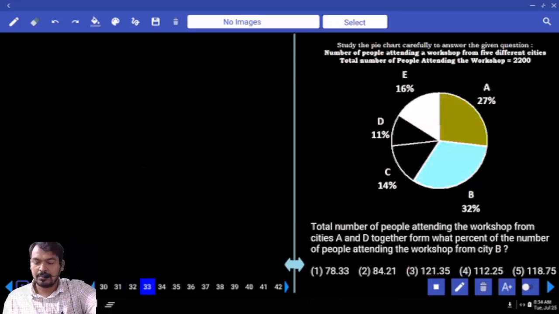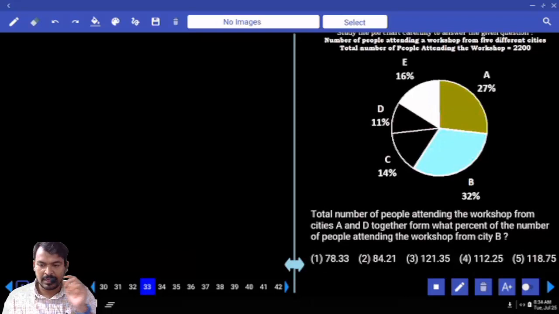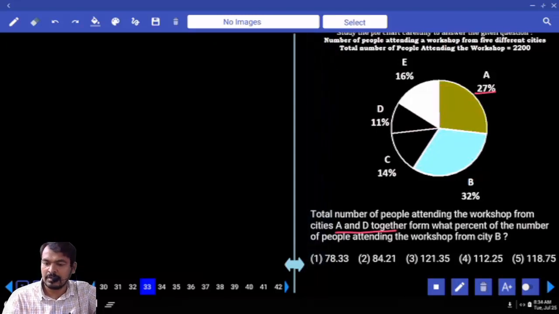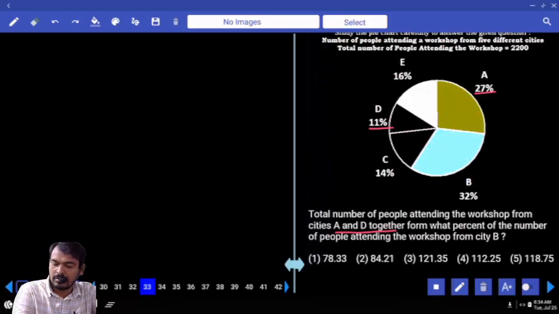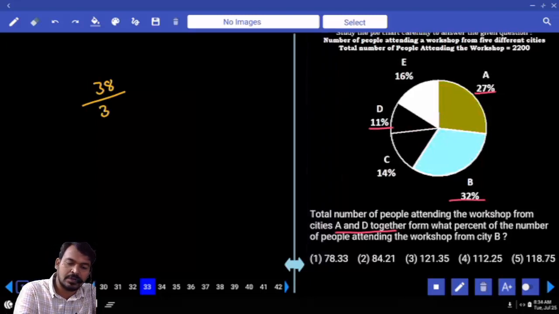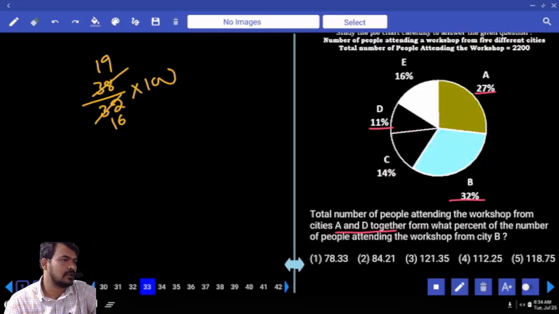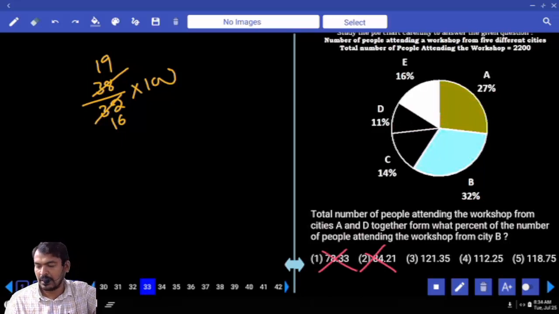Next, question number 33. The total number of people attending the workshop from cities A and D together form what percentage of the number of people attending the workshop from city B? A and D together. What is the A percentage? 27. What is the D percentage? 11. Total it is 38. It is what percent of the B value? What is the B value? 32 multiplied by 100. First of all, 38 by 32 will be written as 19 by 16. We get more than 100% or less than 100%? More than 100% means the second option and the first option are eliminated.